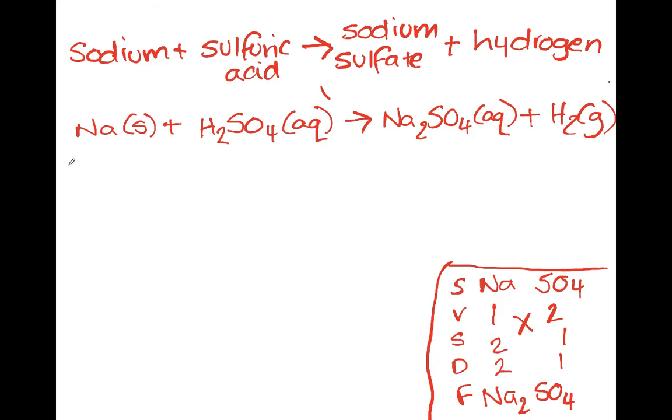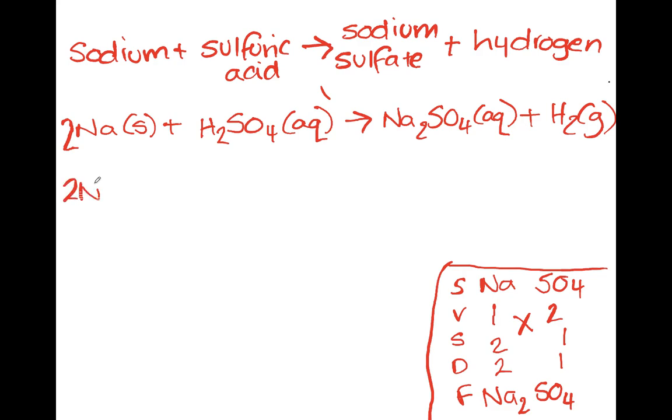What must we do to balance it out? Well, it's quite an easy one. All we've got to do is put a 2 in front of the sodium. So we've got 2 here, 2 there, 2 hydrogen, 2 hydrogen, 4 oxygen, 4 oxygen, sulfur, sulfur. Pretty straightforward. So let's now do the ionic formula.